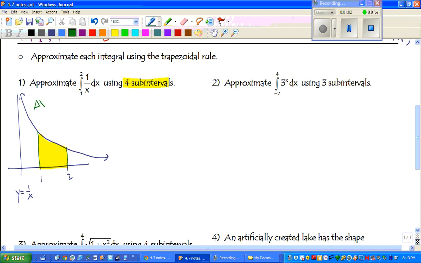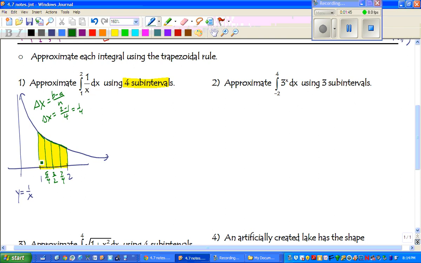So remember, we can figure out delta x by taking b minus a over n, the number of subintervals. So we get 2 minus 1 over 4. So delta x is going to be 1/4. So if we break this into 4 parts, it should make sense. Right here is going to be 1/4, 1/4, 1/4, and so on. So right here, that's going to be 5/4, 6/4, or 3/2, and 7/4. We're going to find the area of these 4 trapezoids and add them up. That's how we're approximating this.